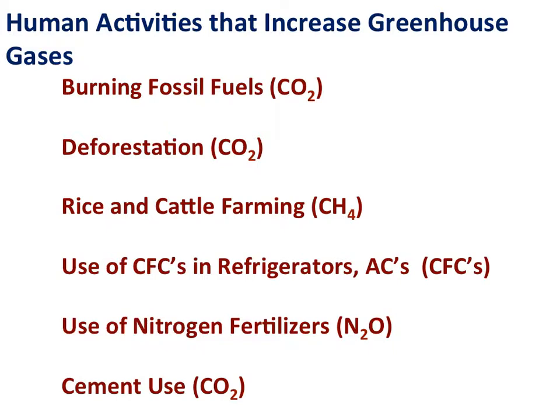Here is a list of human activities that increase greenhouse gases. Burning fossil fuels emits CO2. Deforestation results in more CO2 in the atmosphere. Rice and cattle farming releases methane. The use of CFCs in refrigerators and ACs releases CFCs. And the use of nitrogen fertilizers releases nitrous oxide. Cement use releases a lot of carbon dioxide.